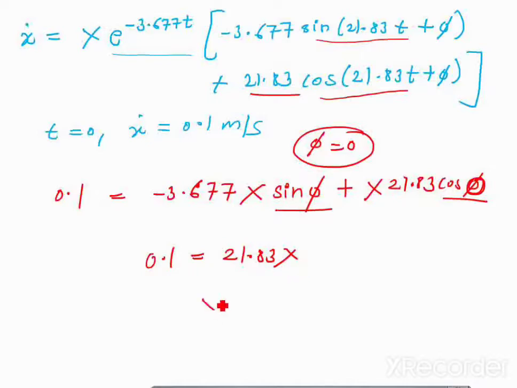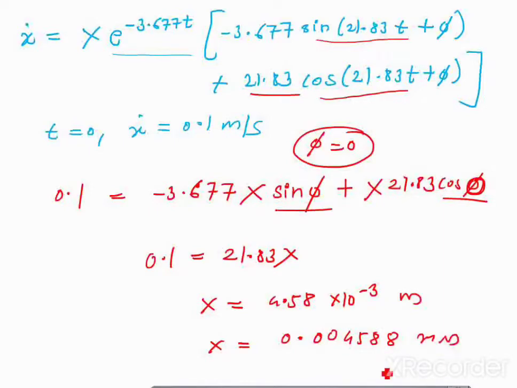So from this I will get x equal to 4.58 into 10 to the power minus 3 meter. You can write this in mm also because it is very small: 0.00458. I'll write it in mm. Now I have got x, and phi is equal to 0. Now I have got both the arbitrary constants.